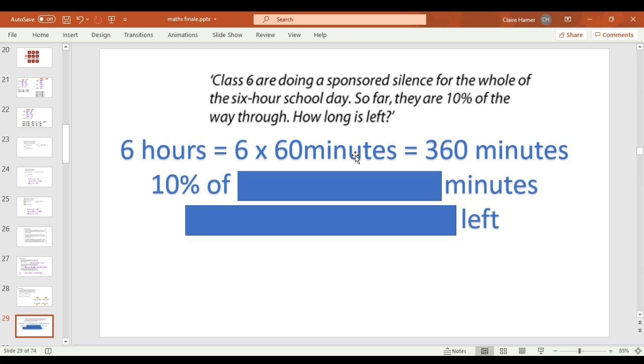So I did 6 lots of 60 because there are 60 minutes in an hour, and I've got 360 minutes. Did you get the same? Then work out 10% of your 360 minutes because that's how much they've done so far. So remember, to find 10%, you need to divide by 10. So do that for me.